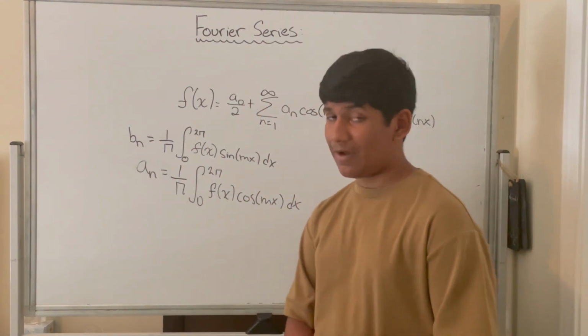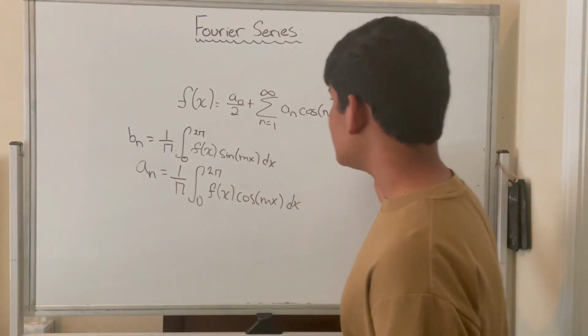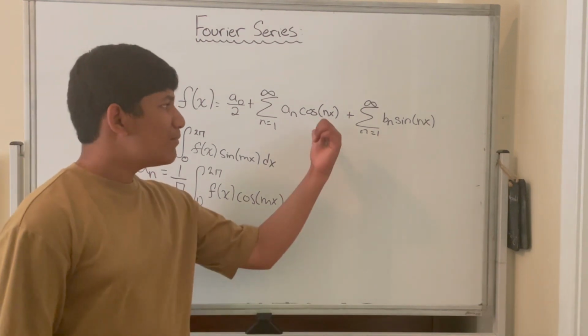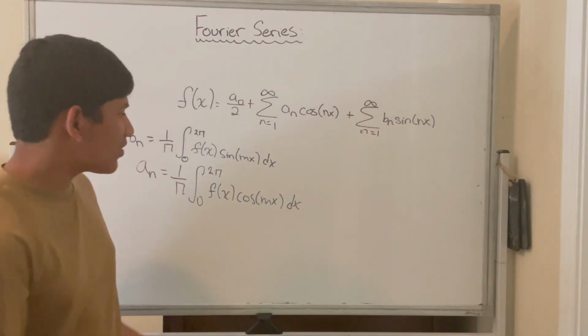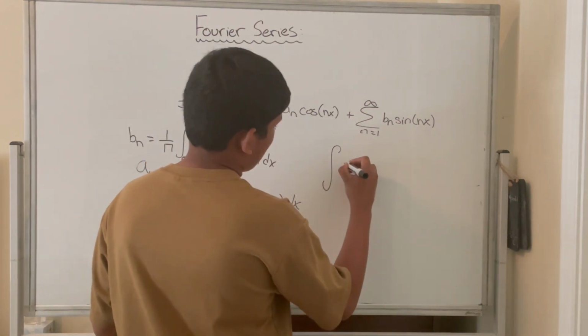And you might be stuck right now. How do we solve for a naught? Because for a naught, if we cancel these, we're also going to cancel this. And you might be wondering, how? But then again, we have another smart trick right at our hands. When we integrate this, let's write it once again.